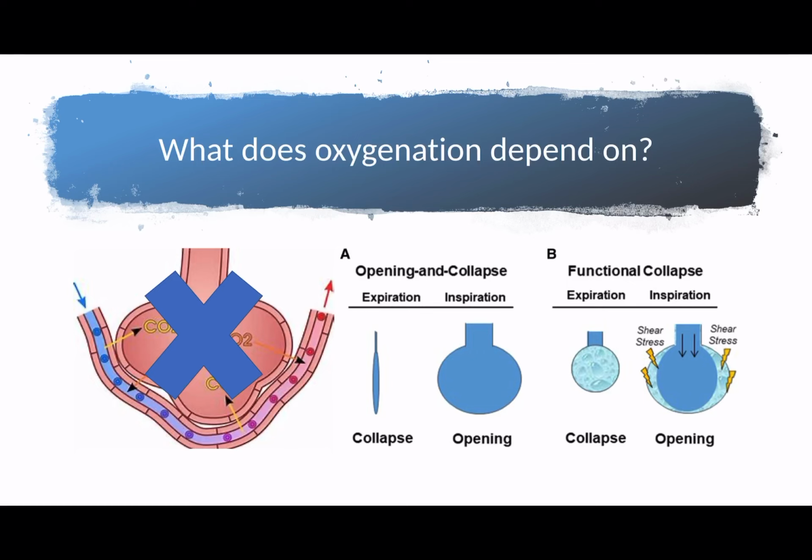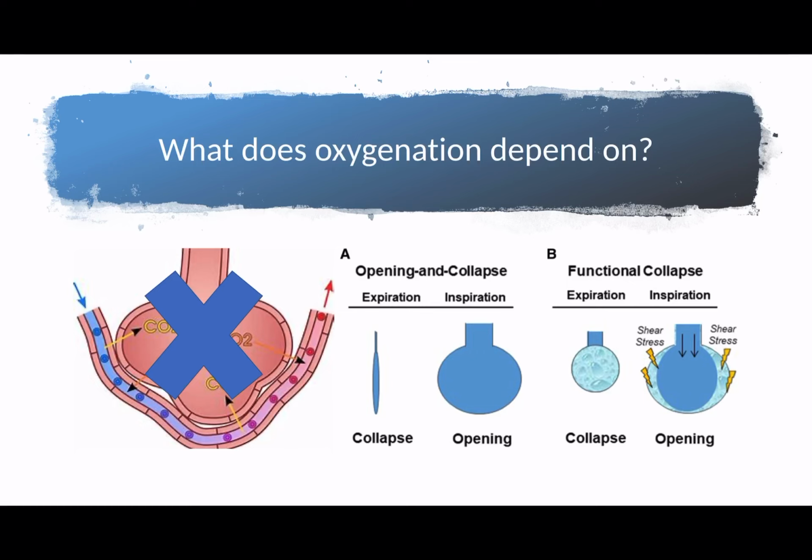If that alveolus is completely collapsed down, there's no gas in it, and therefore, even if there's blood rushing past it, there's no way for it to gain oxygen or to get rid of carbon dioxide because there's nothing in it. So, we need some way of keeping that alveolus open.